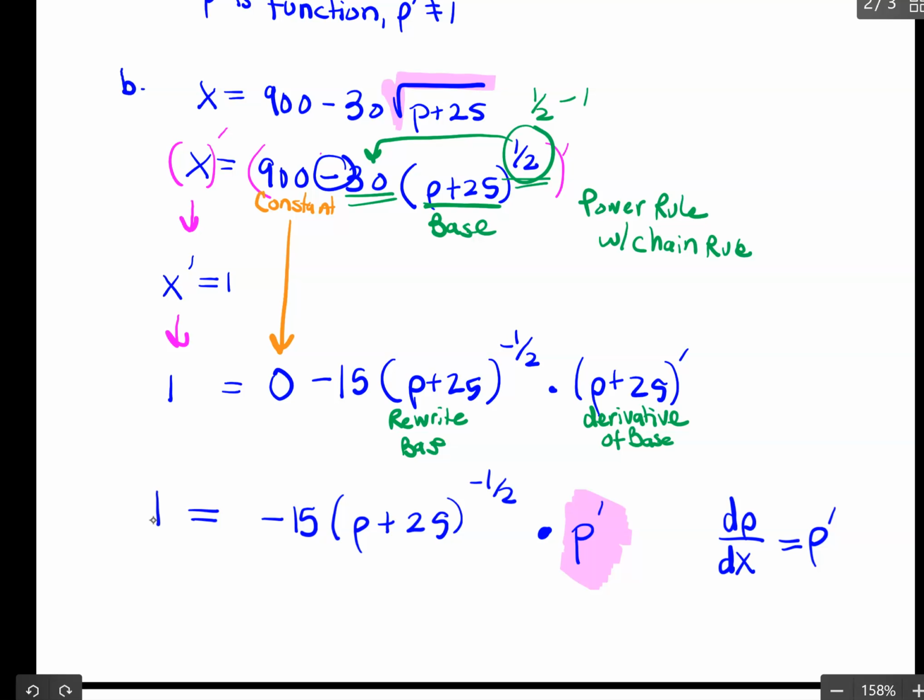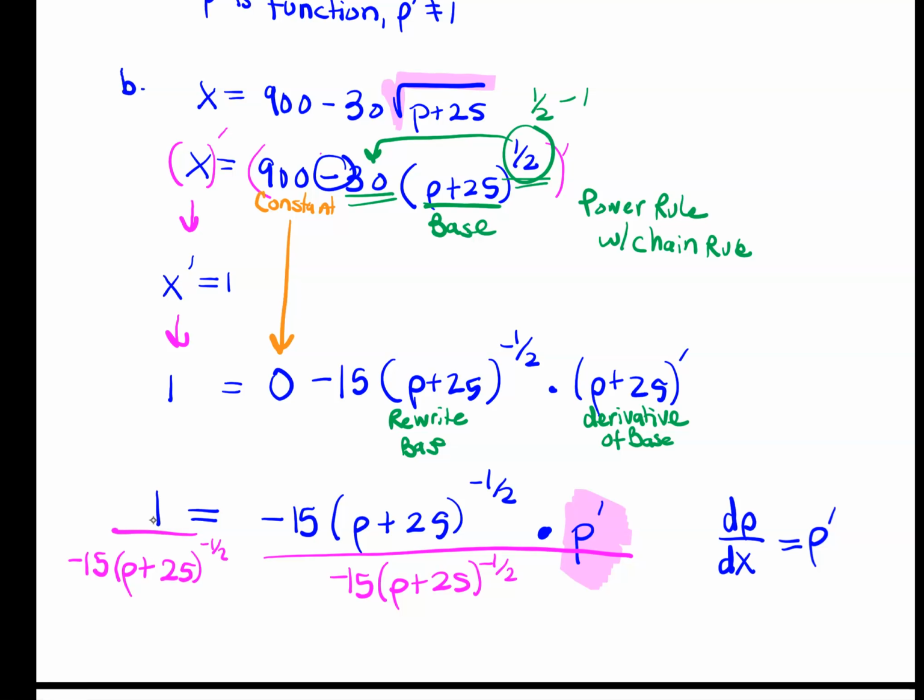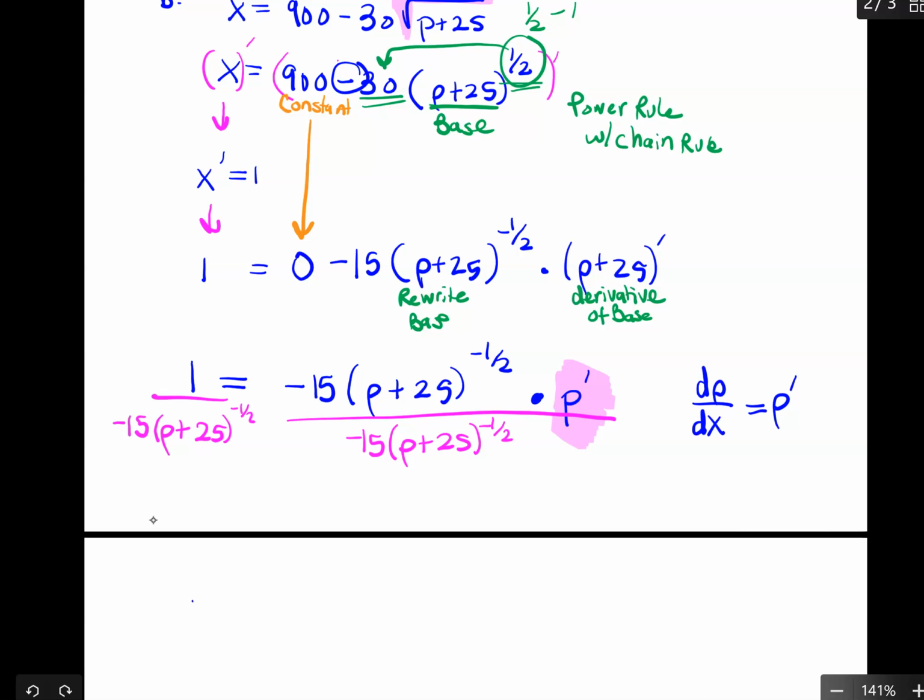And right now, p prime is currently being multiplied by negative 15 and the binomial to the negative 1/2 power. So I'm just going to divide that on the other side. And then you can stop right there. You don't have to do any algebra to clean this up. We weren't asked to do anything extra there. So I'm going to write p prime as 1 over negative 15 times p plus 25 to the negative 1/2 power.